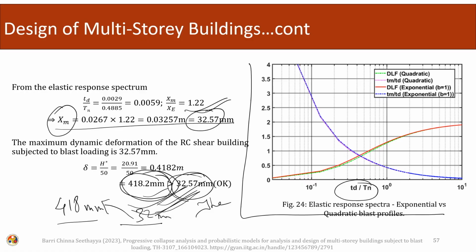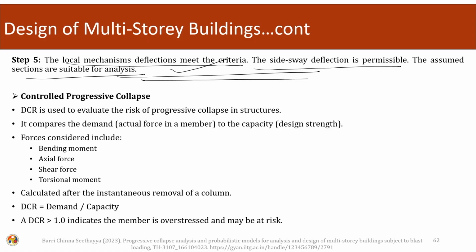So, moving ahead. Now we can look into the controlled progressive collapse also. What we are trying to do is achieve a progressive collapse mechanism in our system also. We can make a number, that is called the DCR, demand capacity ratio. Demand capacity ratio is used to evaluate the risk of progressive collapse in the structure. This is nothing but the ratio of the demand to the capacity.